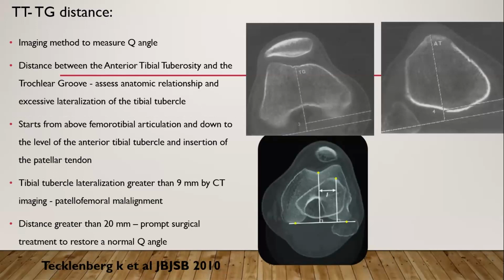It starts from the femorotibial articulation down to the level of the anterior tibial tubercle and the insertion of the patellar tendon. Both images are superimposed and the distance between the two is measured. If the value is more than 9 mm, then it shows that there is patellofemoral malalignment. If the distance is more than 20 mm, then it gives an indication for surgery.